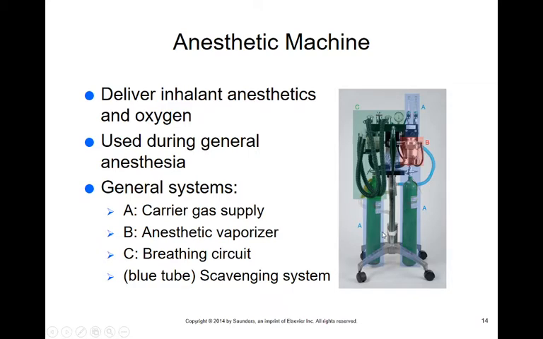So A is the carrier gas supply, B is the anesthetic vaporizer. It's going to be purple or yellow, isoflurane or sevoflurane, and that's the drug that is going to take it to the patient. C is our breathing circuit. This is what takes the anesthetic and the oxygen to the patient and takes the carbon dioxide and the waste anesthetic gas out. And then our blue tube is our scavenging unit. So very basically, 4 different systems. We've got our carrier gas, we've got our anesthetic vaporizer, we have our breathing circuit, and we have our scavenging system.